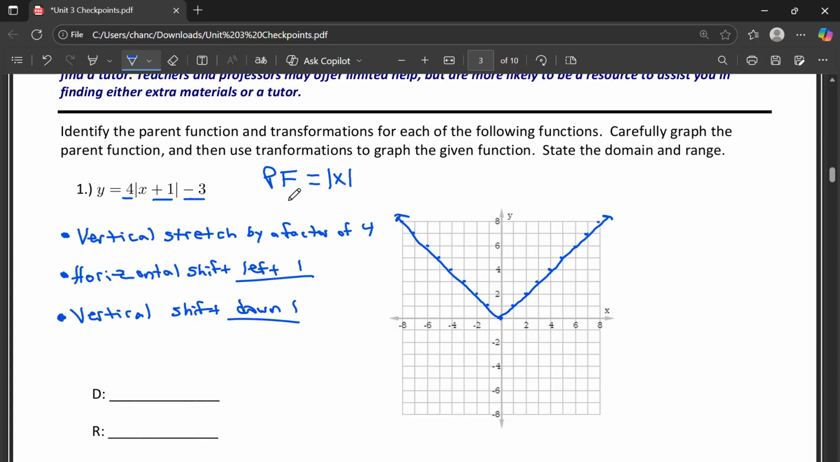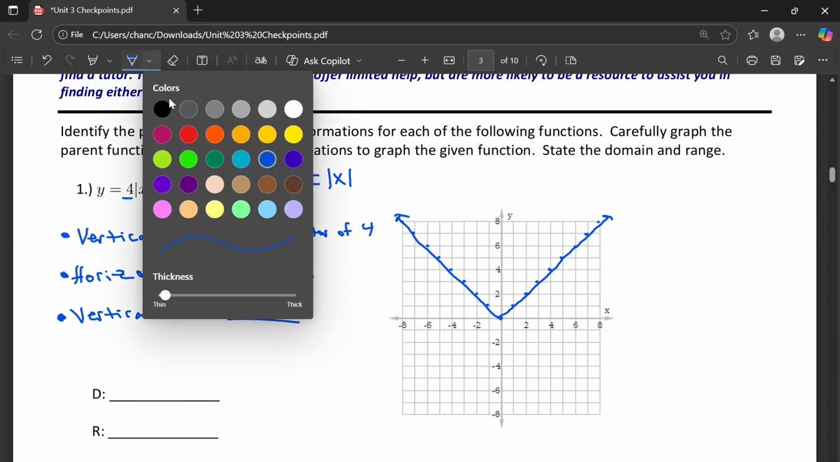If we're doing PEMDAS order of operations, we do multiplication first. So that vertical stretch, that 4, that is multiplication. That's the first thing I'm going to be doing, and then I'll do my shifts. I'll do my shifts at the same time, but I've got to do the multiplication first. So every dot that I have, the y value is going to get multiplied by 4.